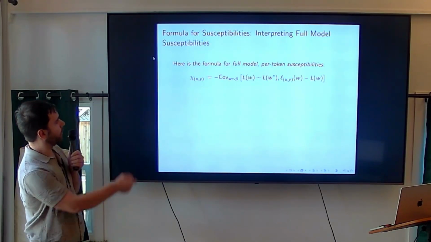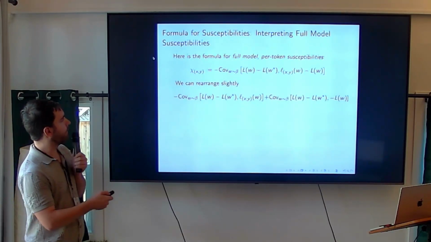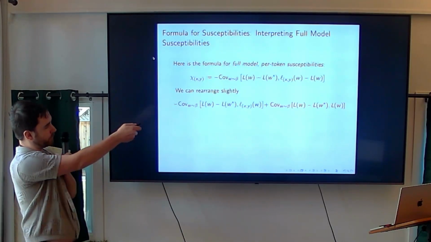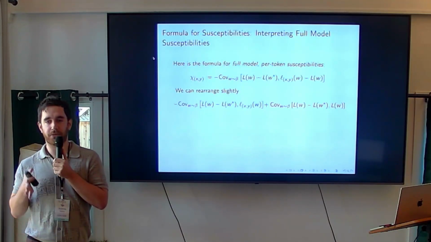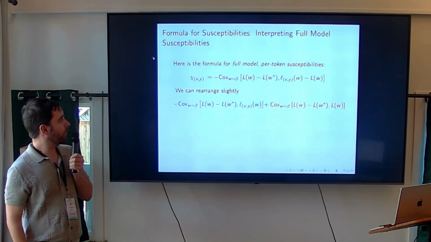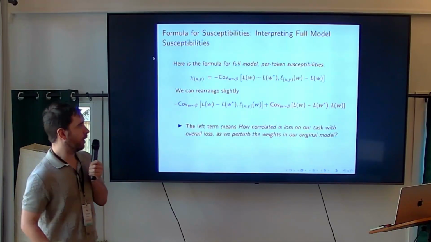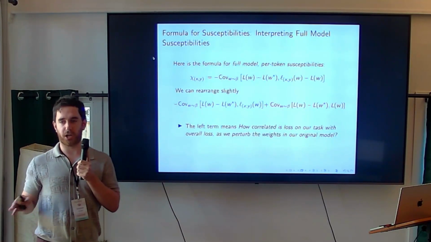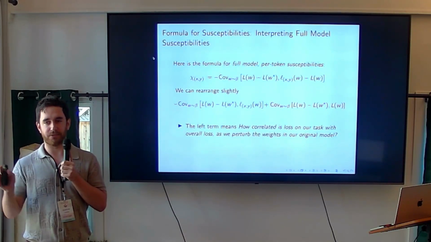Okay, so once again, this covariance formula, we're going to rearrange a little bit. I really just used linearity in the second argument. And now we have blue term and red term. So this thing I want to claim as basically a weight space successor to ablations. What we are doing with this covariance is measuring how correlated is loss on our task with change in overall loss as we perturb the weights in our original model according to this localized Gibbs posterior that is sensitive to the different directions.